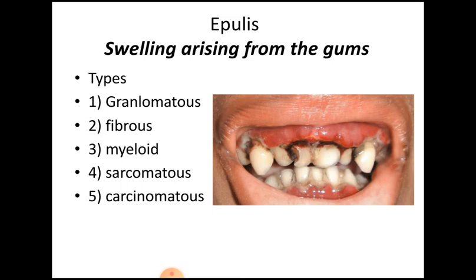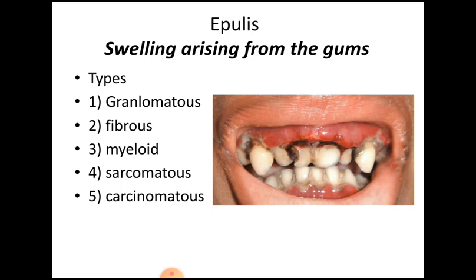The first type is the fibrous epulis. Fibrous epulis is a fibroma of the gum, arising from the mucoperiosteum of the jaw. It rises near the incisor teeth of the lower jaw. It's usually a small, painless, pedunculated swelling. It doesn't cause wide separation of the teeth, is white pink in color, and doesn't bleed easily.